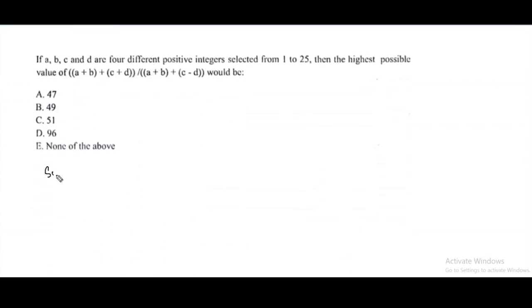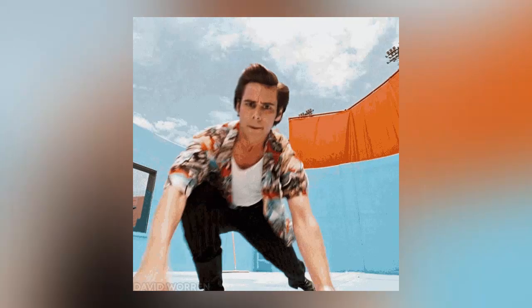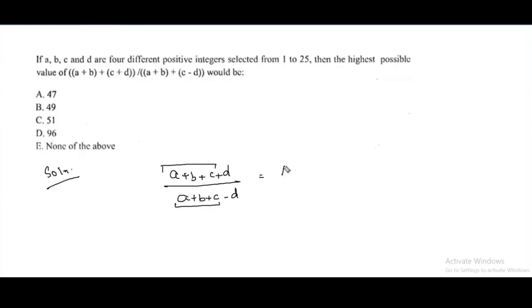A, B, C, D are 4 different positive integers from 1 to 25. Then the highest possible value of (a plus b plus c plus d) upon (a plus b plus c minus d). So look at carefully, this is same. So if I replace, let's say, this with capital A, basically we have to find out the maximum possible value. When we'll get maximum? We'll get maximum when the denominator will be small, then only we can get the maximum value.